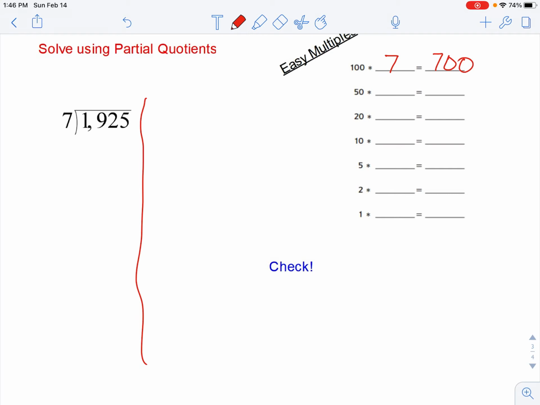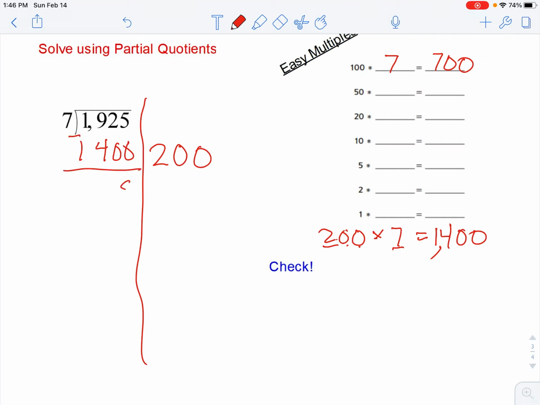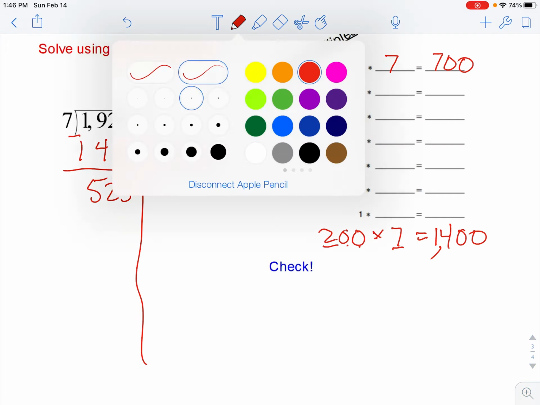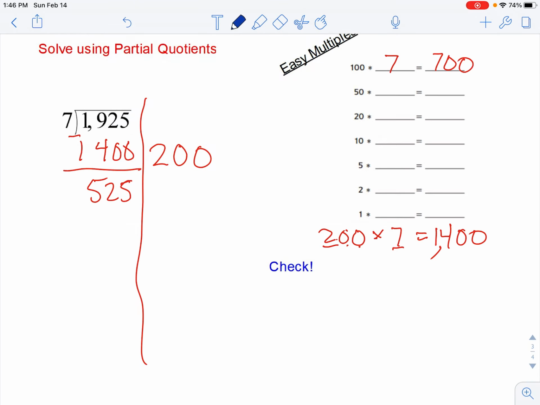Actually, I could even go bigger, right? I could even go 200 times 7 would be 2 times 7 is 14. 2 zeros, 1,400. Hey, that's close to my target without going over. I'm going to start with 200. And then I got 1,400. I subtract. And I still have 525 left over.